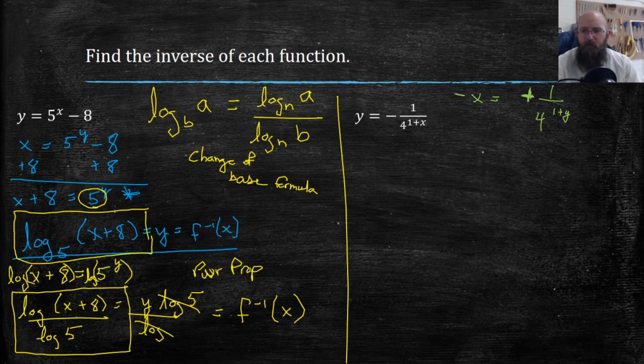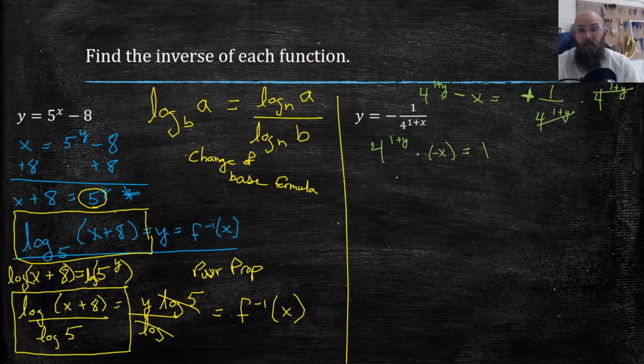Left is negative. And then I don't like this whole thing being in the denominator. Seems obnoxious. So what I'm going to do is flip both sides of my equation. And I do that by cross multiplying kind of. So I'm going to multiply by 4 to the 1 plus y on both sides. So on the left, I have 4 to the 1 plus y times a negative x equals a 1. Because on the right, that canceled with that, which is 1 over 1.